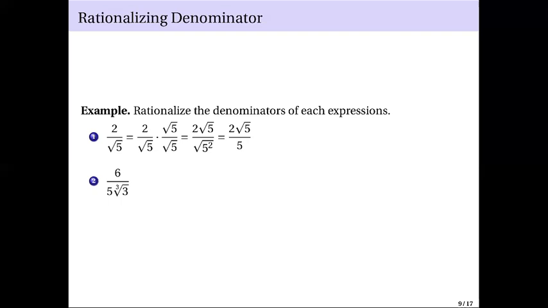Another example here, you have 6 over 5 cube root of 3. Now, you have here cube root of 3. What you need is to multiply cube root of 3 by cube root of 3 squared. Because if you do this, you will have cube root of 3 times 3 squared, and this will give you cube root of 3 cubed.